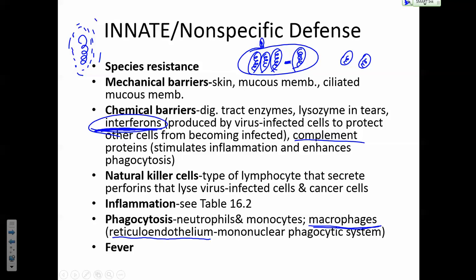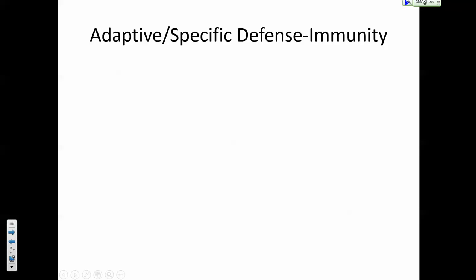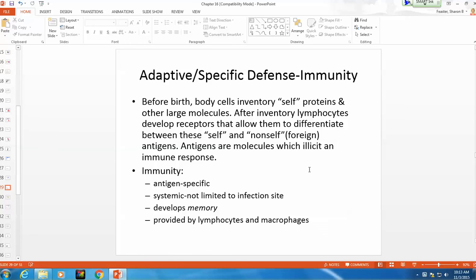All right, next time we're going to spend all of our time on immunity, which is the specific defense. Okay? So that's all we're going to do today.